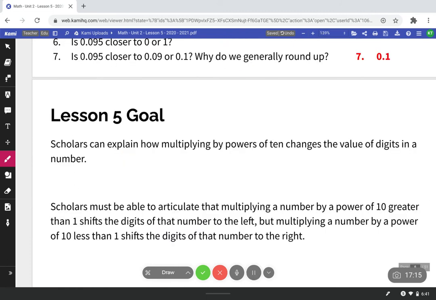So let's begin. That was a nice little review, a good 17-minute review. I'm sorry that took longer than expected. But let's start with lesson 5 and talking about the powers.